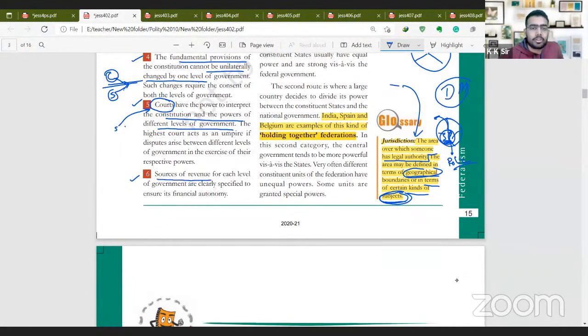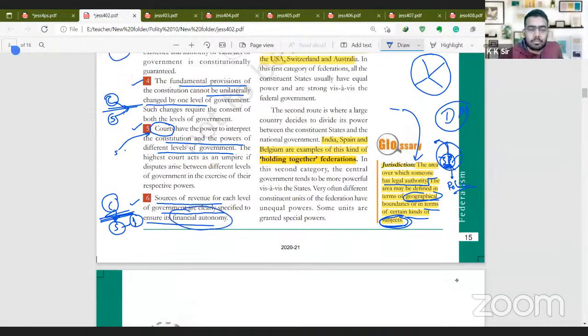Sixth क्या कह रहे हैं? The sources of revenue of each level of the government are clearly specified. ऐसा नहीं होना चाहिए कि state should be dependent fully on center for their finances. If they are fully dependent on the center for finances, that freedom is of no use. कुछ भी करेगा तो सेंटर बोलेगा कि भाई ये करो तभी हम तुमको पैसा देंगे. तो दोनों का अलग अलग सोर्स होना चाहिए इनकम का. Financial autonomy is also part of federalism.